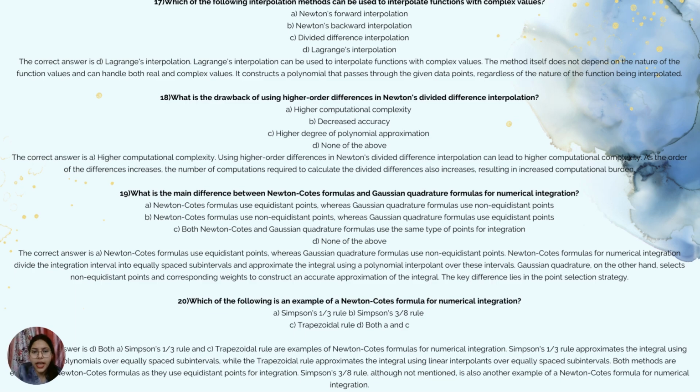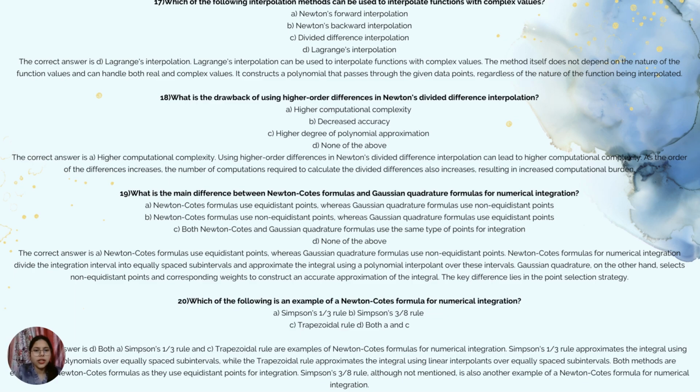Lagrange's interpolation can be used to interpolate functions with complex values. The method itself does not depend on the nature of the function values and can handle both real and complex values. It constructs a polynomial that passes through the given data points regardless of the nature of the function being interpolated.